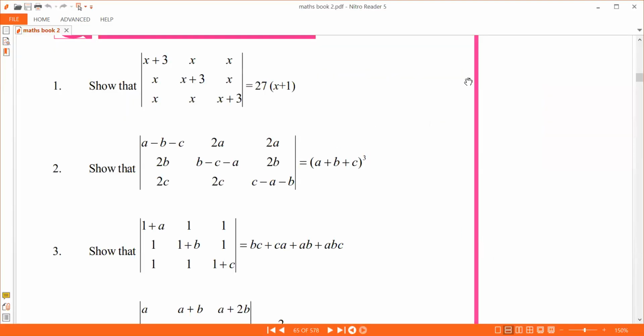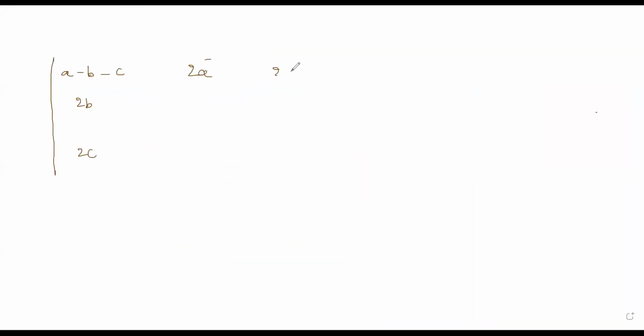2a, 2a, b minus c minus a, 2b, 2b, 2c, 2c, c minus a minus b. So you're reading the first row: 2a, 2a, b minus c minus a, and so on.